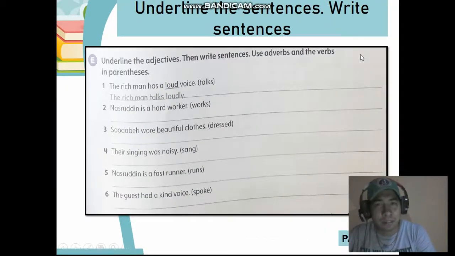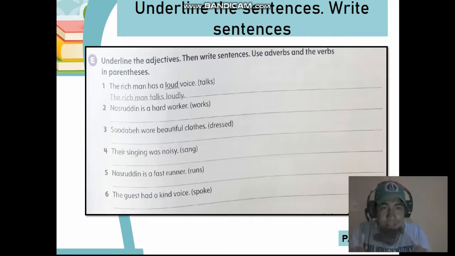Now, in this part, you need to underline the adjectives. Then, you need to write the sentences using the adverbs and the verbs in parentheses, okay? Write the sentence using the word in parentheses. Look at example number one. The rich man has a loud voice.